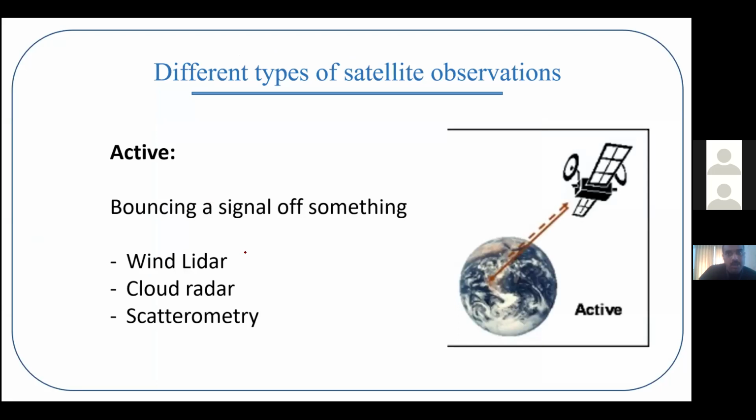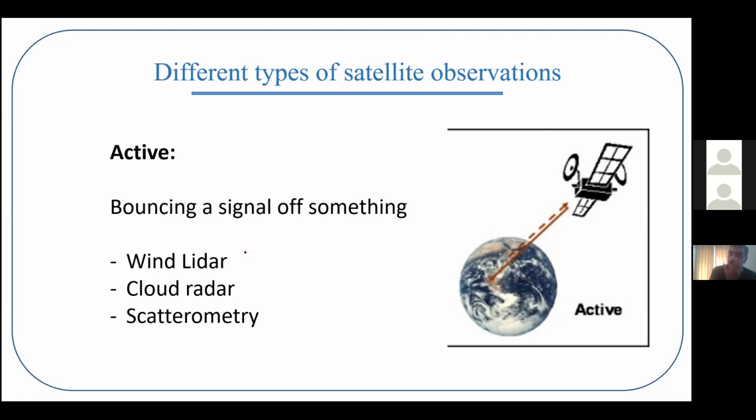So now let's come to the satellite observations. How do we assimilate satellite observations? There are different types of satellite observations. One is active, which is bouncing off signals of something. For example, the sensor sends out a signal and receives it back. Examples are wind lidars, cloud radars, and scatterometry; all these are examples of active sensors.